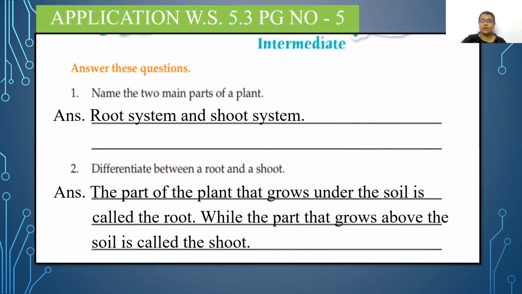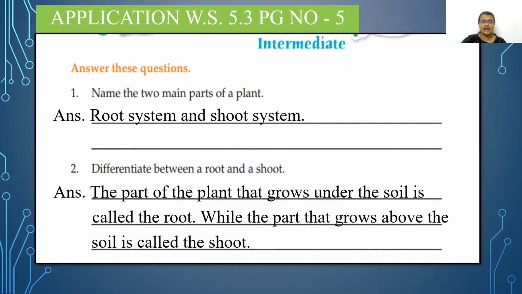Now, worksheet 5.3, which is on page number 5. First one, name the two main parts of a plant: root system and shoot system, right? Second one, differentiate between a root and a shoot. What is the difference between a root and a shoot?